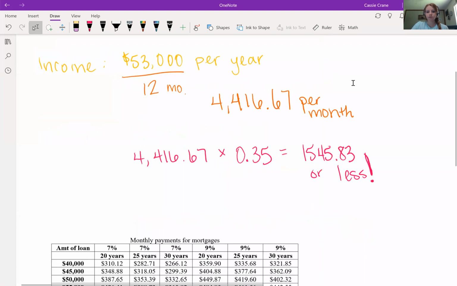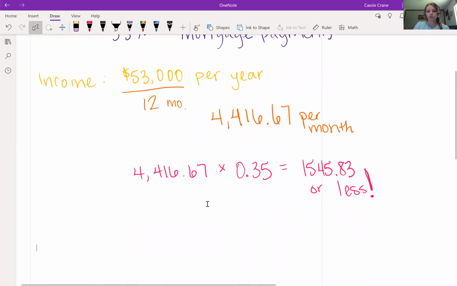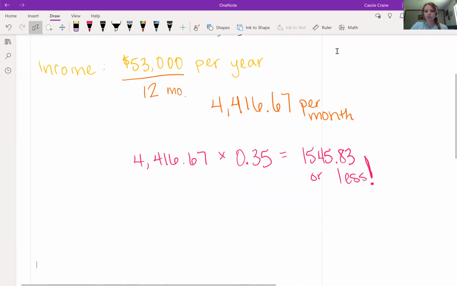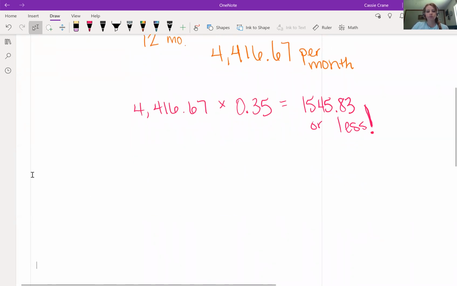Okay, so let's talk about down payments for homes. A lot of times when you go to buy a house, they're going to want you to put a down payment before you take out a loan. Okay, so let's talk about down payments.